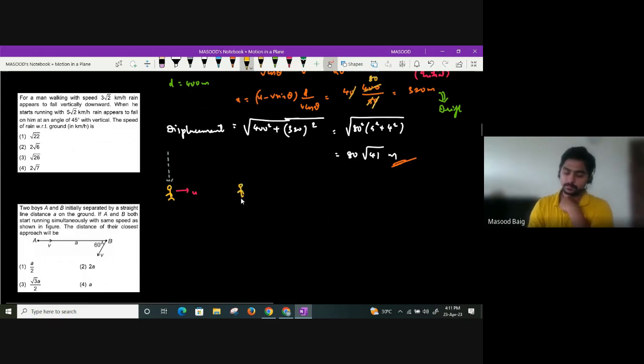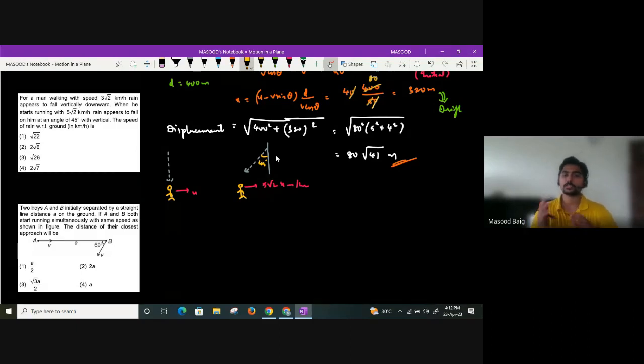Whereas if this person is moving with speed 5 root 2 kilometers per hour, right? It appears to fall at him making an angle 45 degrees with the vertical. So it is falling like this, guys. So making an angle 45 degrees with the vertical. They're asking what is the speed of the rain with respect to the ground. So I don't know the speed of the rain with respect to ground. So let us imagine the velocity of the rain with respect to ground has two components. One is Vx i cap plus the other is Vy j cap.